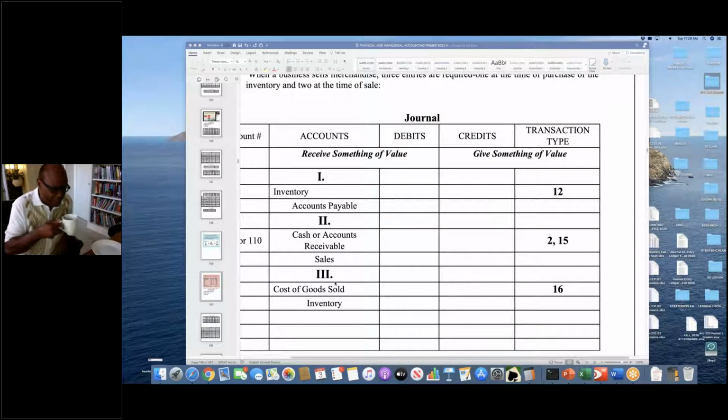Any questions on that? Yeah, hello? So do we do that type of journal? I'm not sure how we do that journal entry. Do we do it for every transaction, or is this like every transaction gets this journal entry? Every time you buy something, you make 1 journal entry. Every time you sell something, you make 2 journal entries.